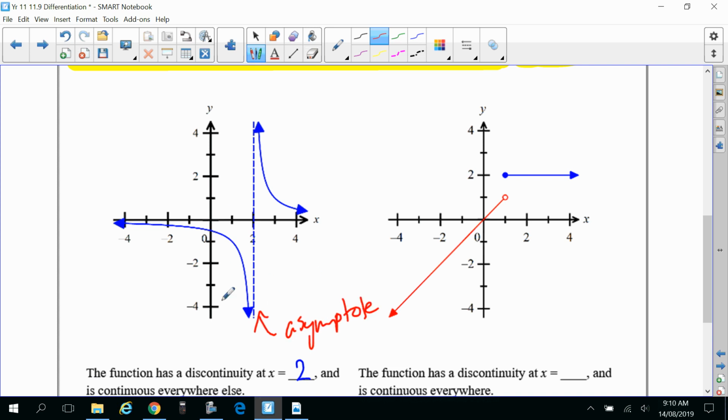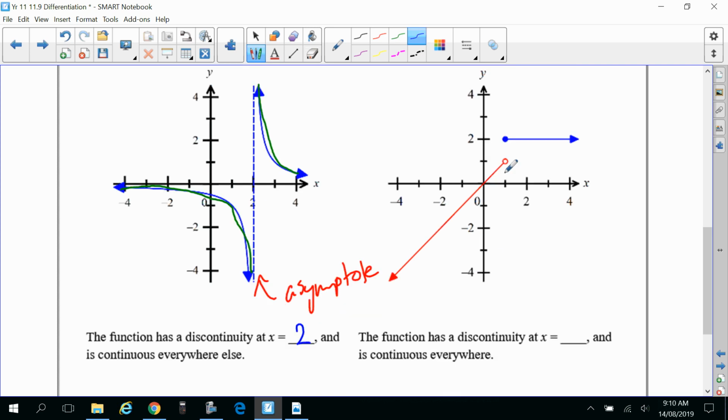Okay. So that means when you try to draw this graph, I have to lift the pen off the page before I go on to this part. Does it make sense? It's impossible to draw this graph without lifting your pen off the page. And the same thing with this. I have to lift my pen off the page before I draw the next part. They're disconnected. So the function has a discontinuity, in this case, at 1, and it's continuous everywhere else.